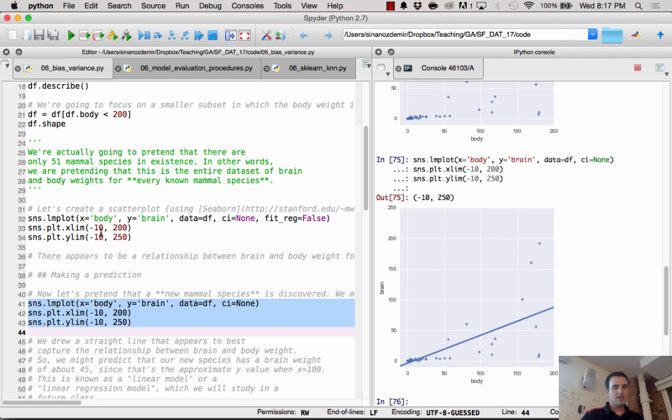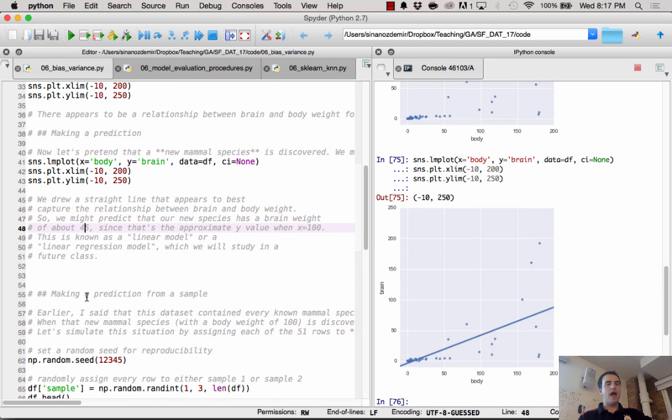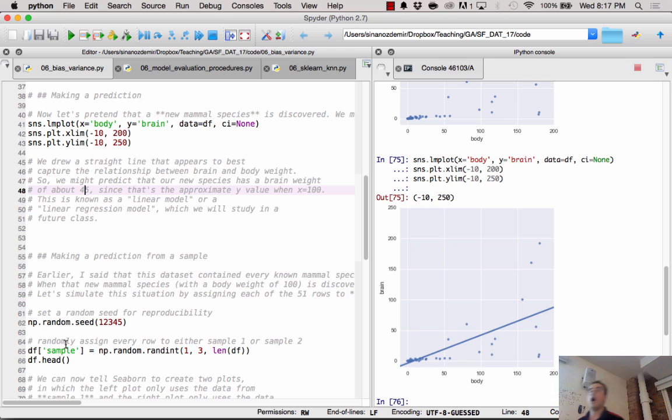Excellent. So we drew this line, but here's where the bias and variance come into play. Of the 51 mammals in the world, I'm going to take a random subset, 1 and 2, half and half. And as I mentioned on the NumPy day on Monday, I can make numbers not random at will, because I know how random numbers work.